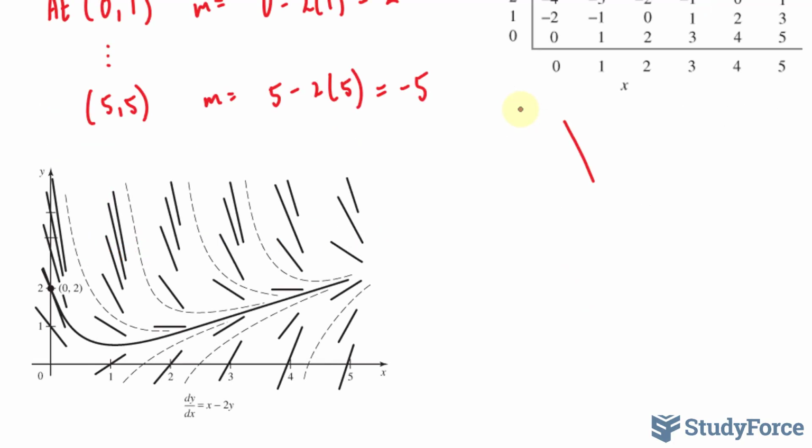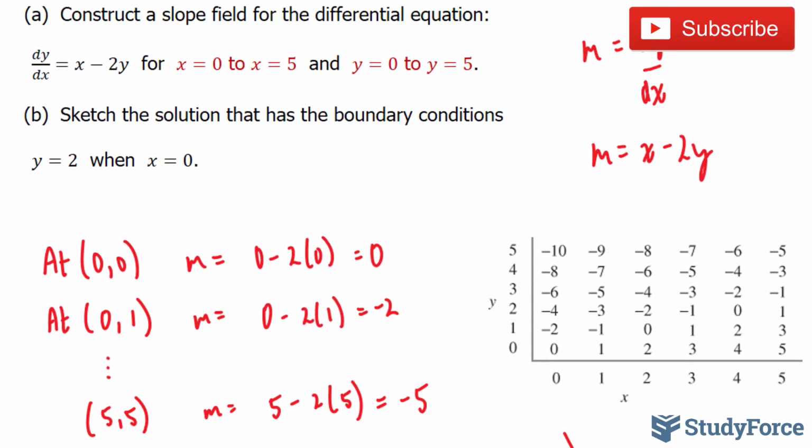Okay, now that I have it on the screen, you should have something that looks like this, where you have these small lines that represent the slope, but you should not have this solid line. That's for question B. And in question B, they say, sketch the solution that has the boundary conditions y is equal to 2 and x is equal to 0.